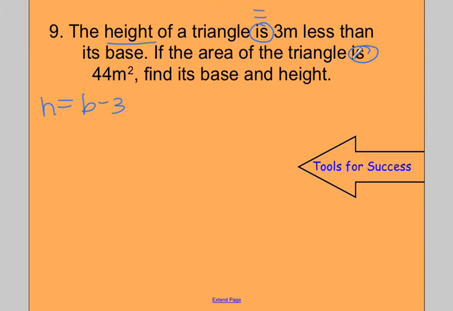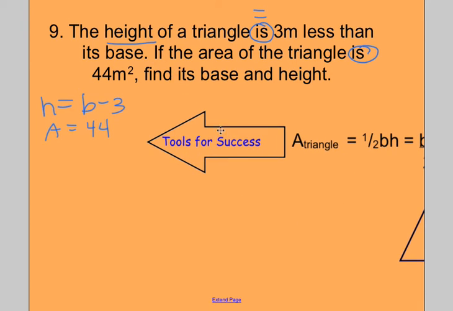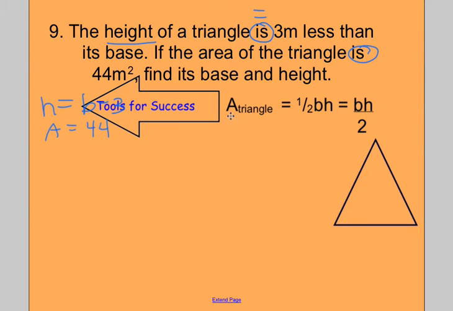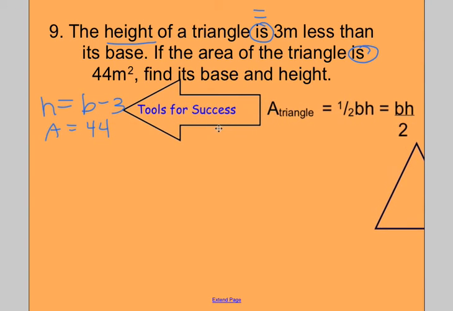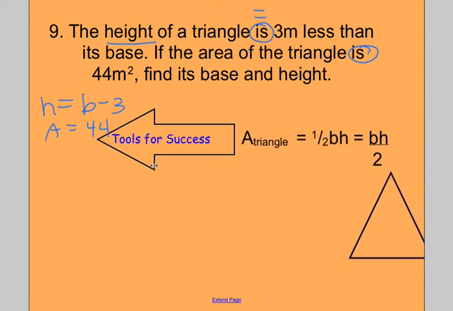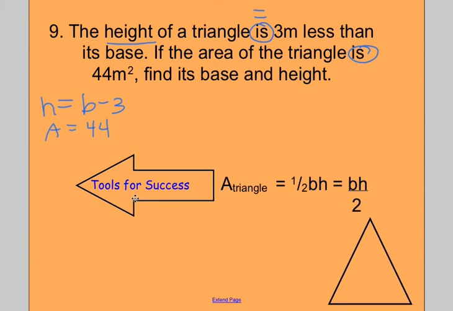So once again, area is, so my area equals 44. You probably need to know the equation of a triangle. If you don't, here it is. Area is equal to 1/2 base times height, or it's base times height divided by 2. So what we're going to do is I'm going to set it up. So area of my triangle, base times height divided by 2. My area is 44. So 44 is equal to my base. I'm just going to use b because I see what h is. h is b minus 3, times b minus 3, over 2.